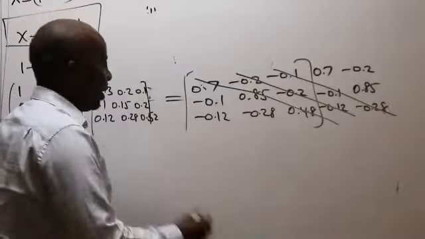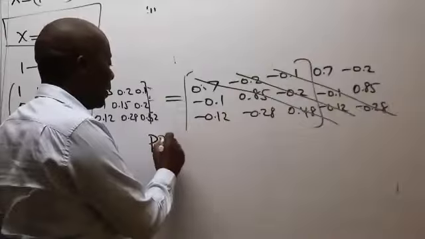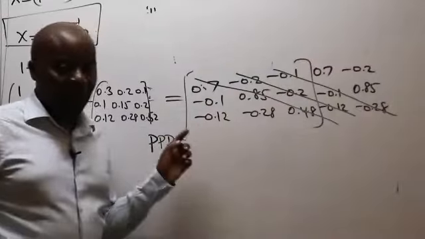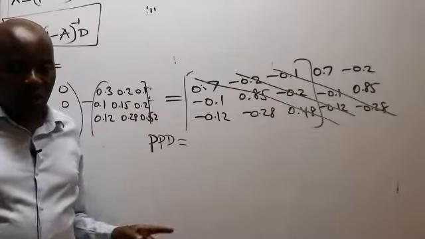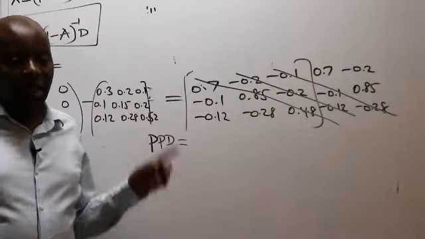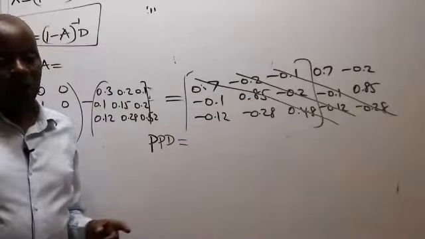So come and give me what we call the PPD. Miriam, write in full that PPD is product of primary diagonal.